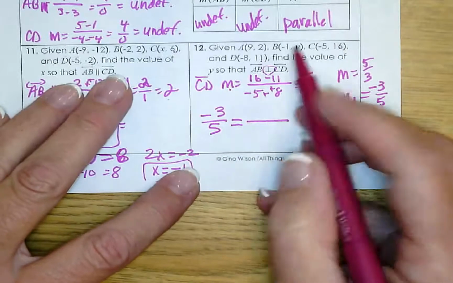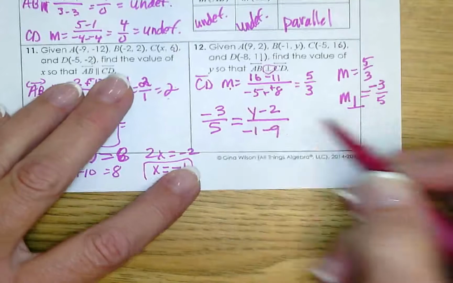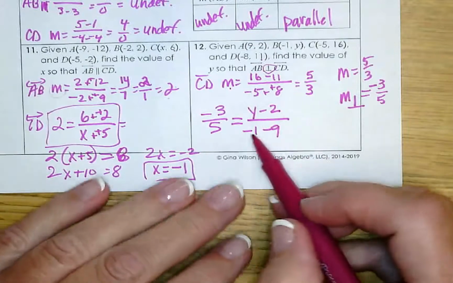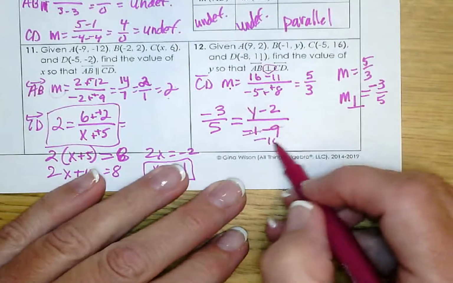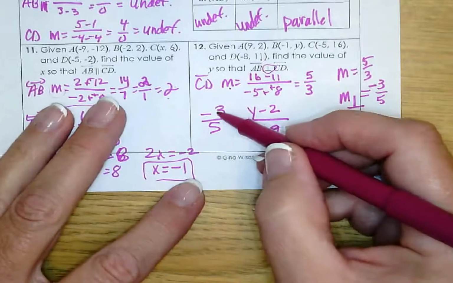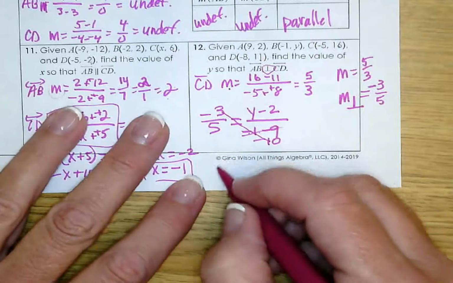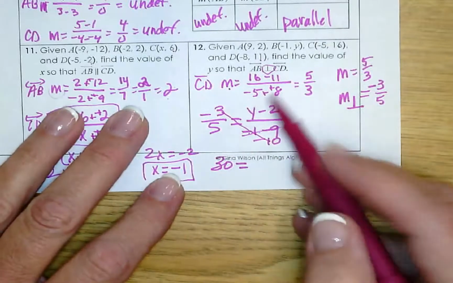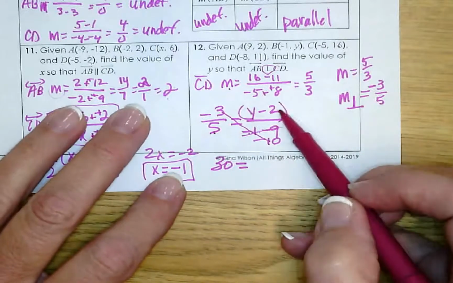The formula is y minus 2, negative 1 minus 9. I think the easiest way to solve these is to just cross multiply. Let's simplify what we can here. So negative 1 minus 9 is negative 10. Cross multiply, I'm going to take these two. Negative 3 times negative 10, and I get 30. When I multiply this way, I have to be careful because this one has to all go together. So I have to take the 5 times both of those.